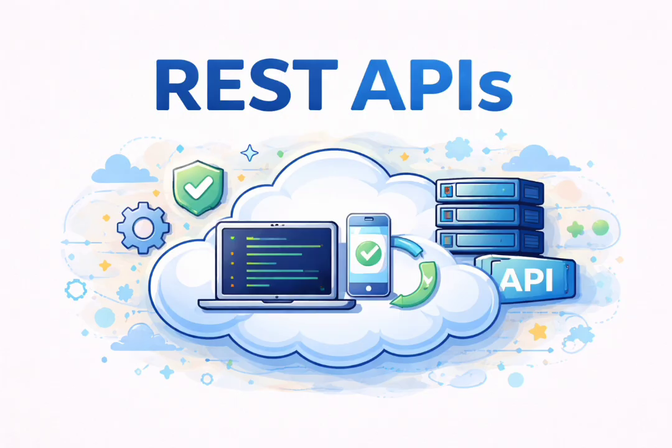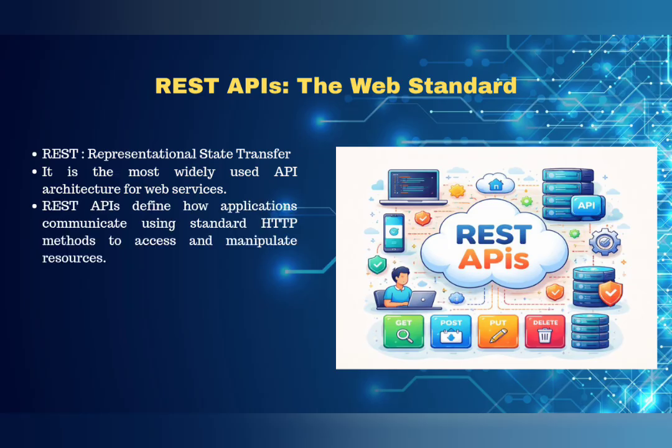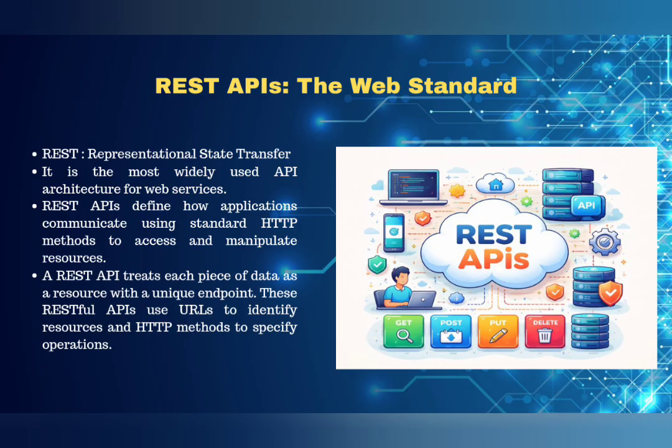Let's start with the first one, REST APIs. REST stands for Representational State Transfer. It is the most widely used API architecture for web services. REST APIs define how applications communicate using standard HTTP methods to access and manipulate resources. A REST API treats each piece of data as a resource with a unique endpoint. These RESTful APIs use URLs to identify resources and HTTP methods to specify operations.